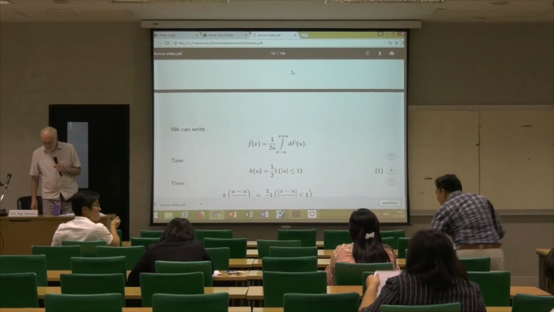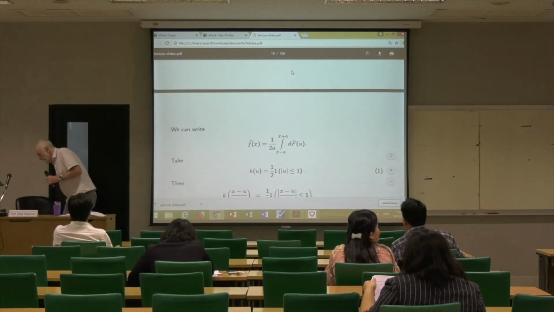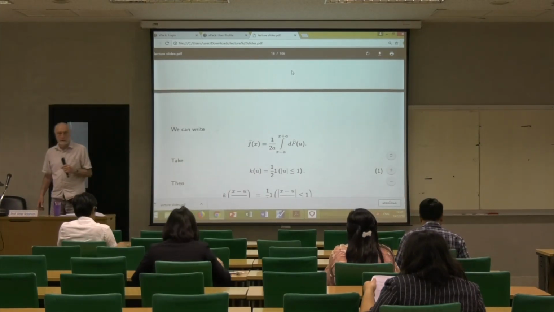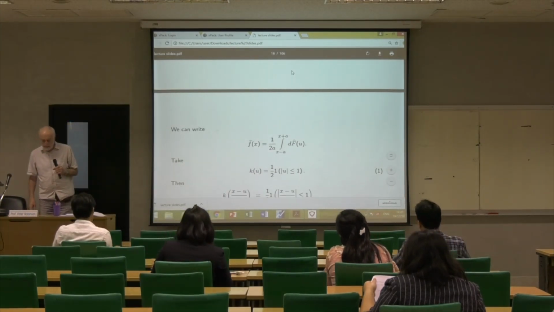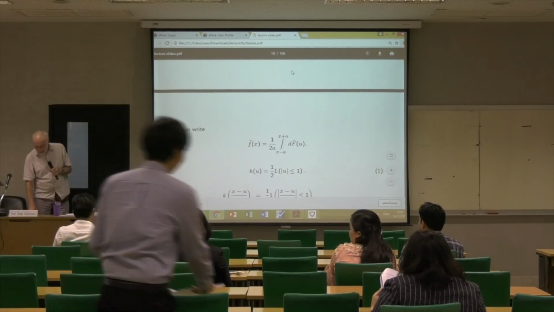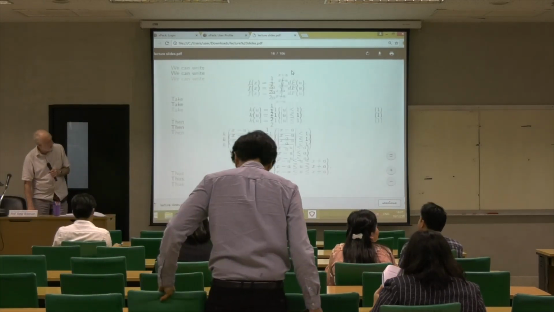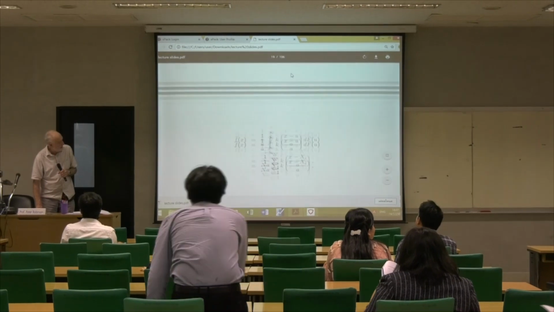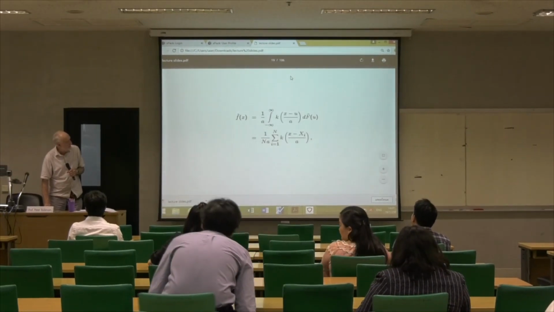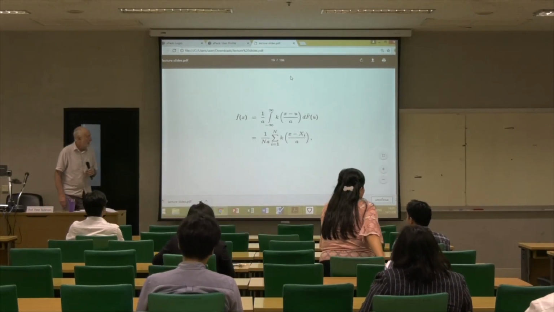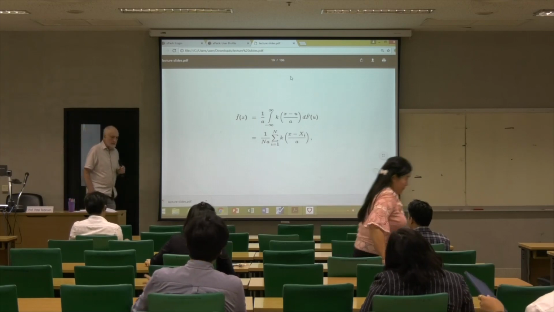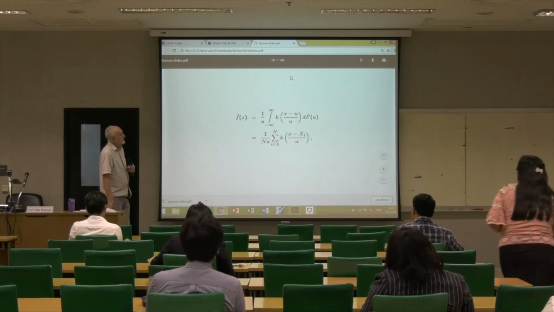I'll resume where I left off on Monday, except that I'll recap a little bit, because I just wanted to remind you what a kernel estimate of a probability density looks like.